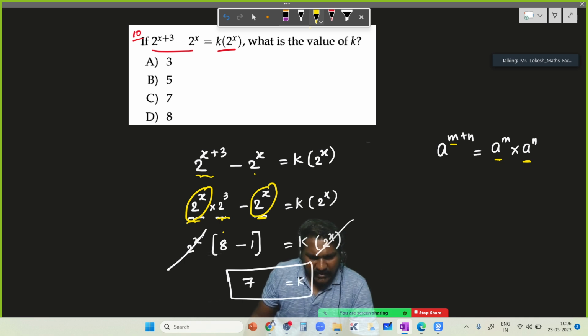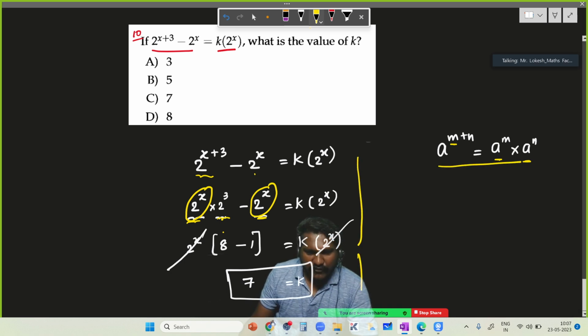Now the other method. Since the question is independent of x, it is very clear that I can just give some random value for x, because I need to find the value of k instead of x. So put x is equal to 1.